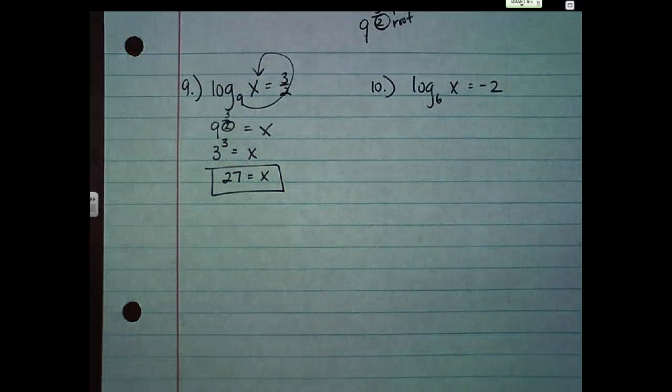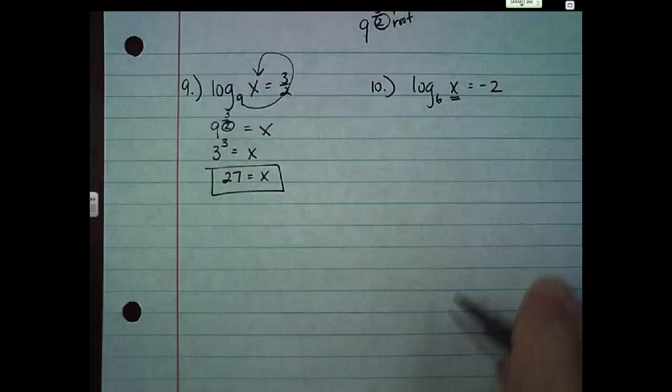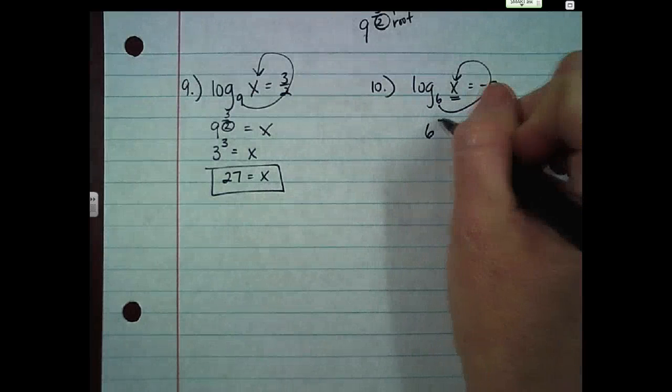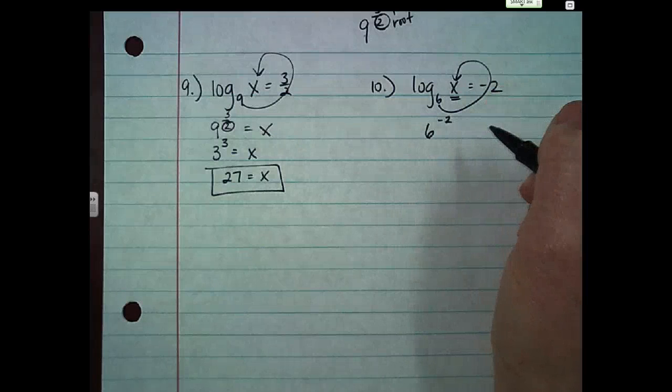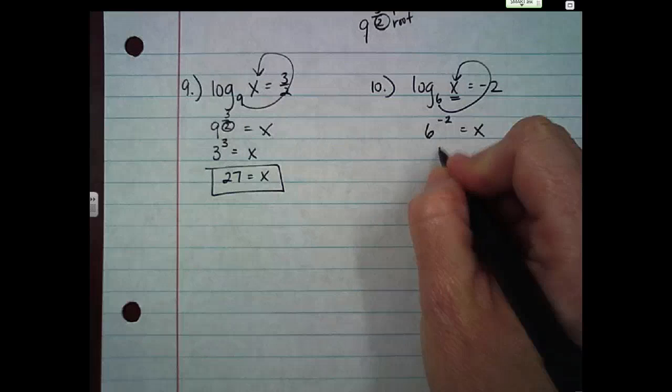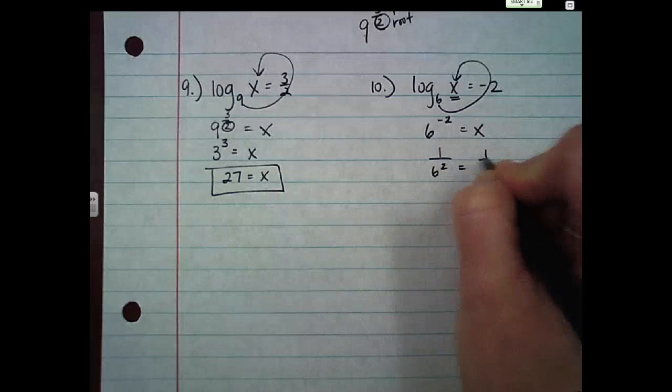For number 10, you're solving for x again, which means you have the base. You're going to go this way. Remember, you have the base, you have the exponent, okay, and now you're looking for the answer. So 6 raised to the negative 2. The negative just means 6 belongs in the denominator. So you have 1 over 6 squared, which would be 1 over 36.